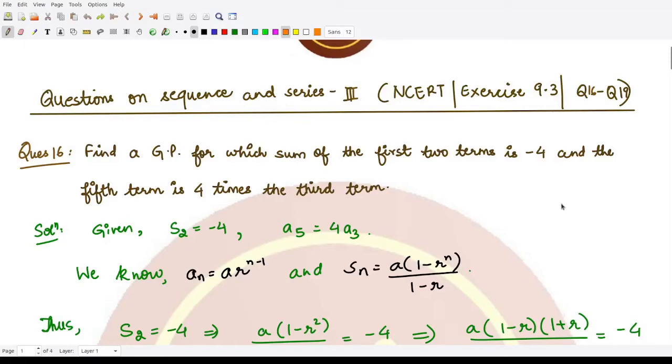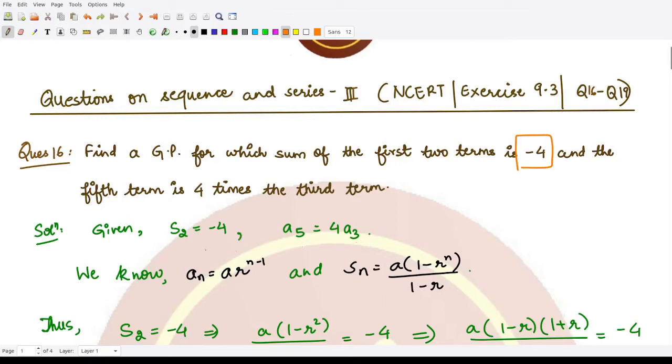In this video, we shall be looking at question number 16 from exercise 9.3. The question says we need to find a GP for which the sum of the first two terms is given to be minus 4 and the fifth term is 4 times the third term. So S2 is given to be minus 4 and the fifth term, which is A5, is 4 times the third term, which is A3.